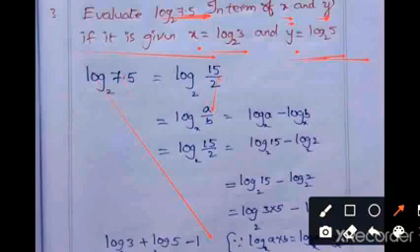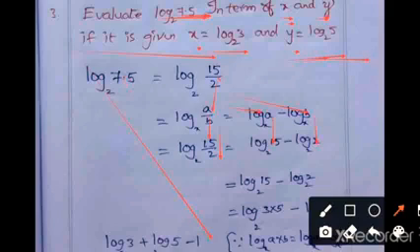Whenever we see the formula for log a by b, it is log a minus log b. So like that, in the place of a we have 15, in the place of b we have 2. So log 15 minus log 2. And the same I have written here.